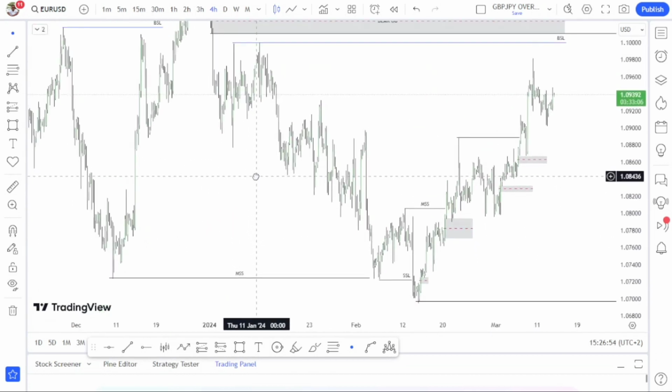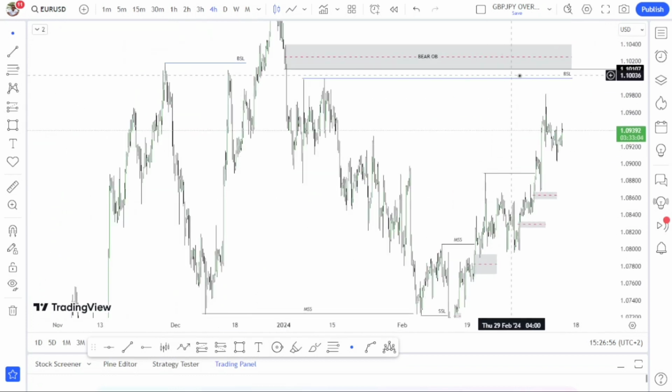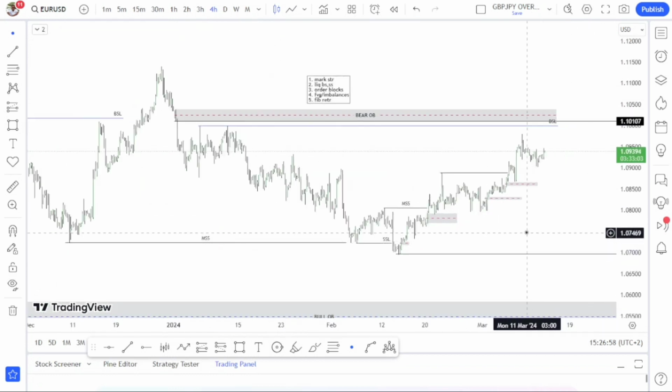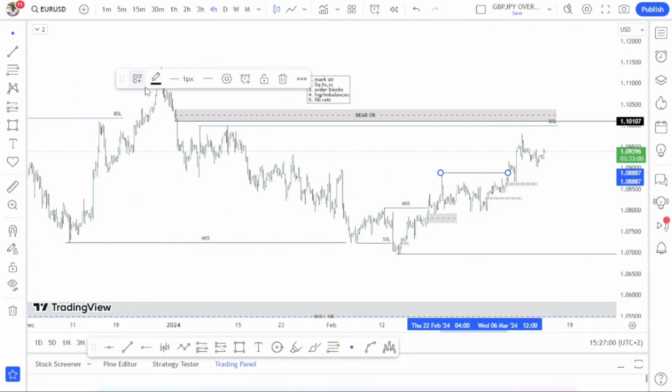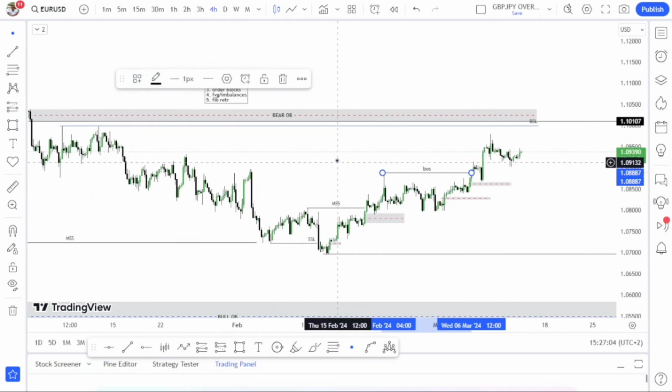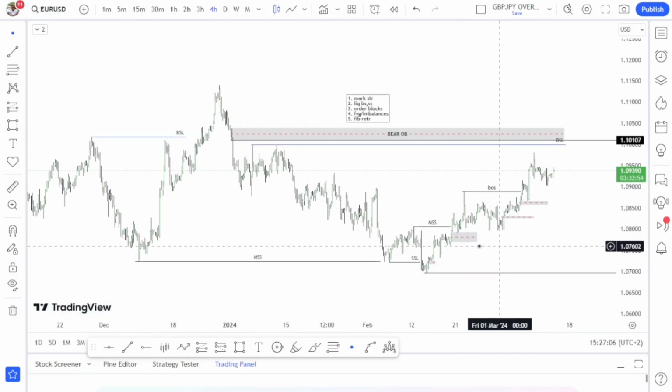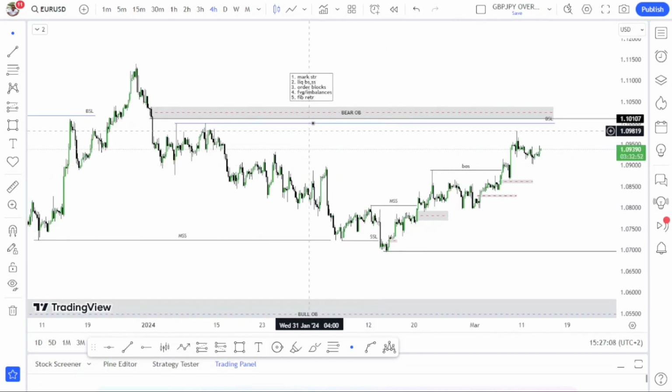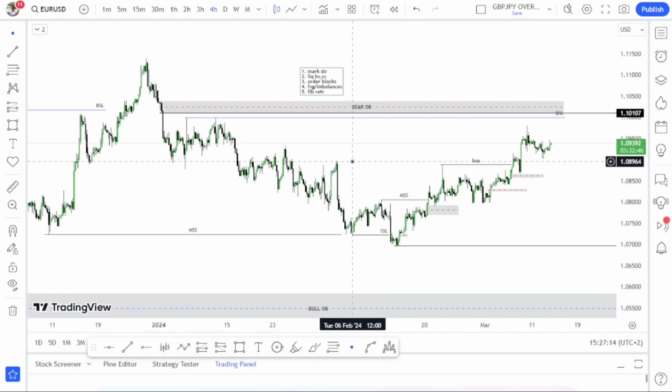Right now I'm just waiting and waiting for my confluences to align and for me to take my entry point. There was a break of structure, and one more thing, we've identified all points, number 1, 2, 3 and 4. So what's left is how I'm going to be applying the Fibonacci retracement tool.